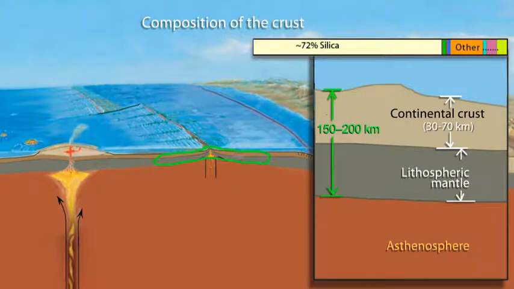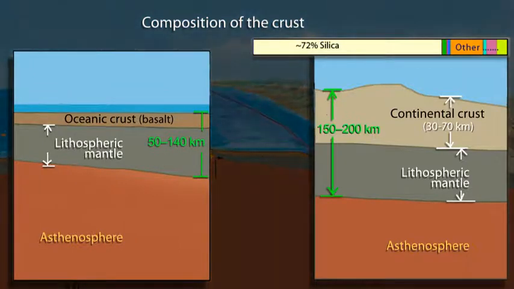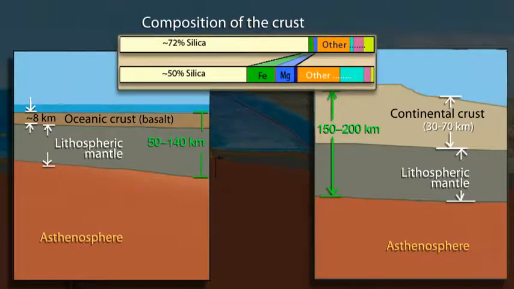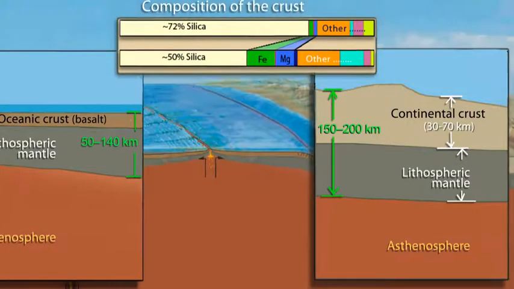Oceanic lithosphere, formed at spreading ridges, is typically 50 to 140 kilometers thick. Oceanic crust is only around 8 kilometers thick and is denser than continental crust because it contains less low-density silica and more high-density iron and magnesium. Thus, it forms the ocean floor with its top surface below sea level.